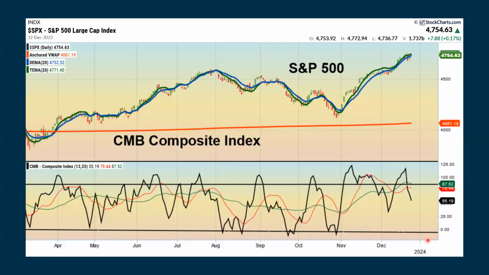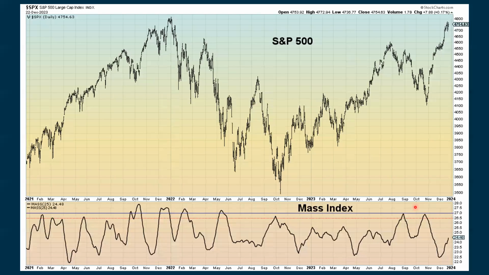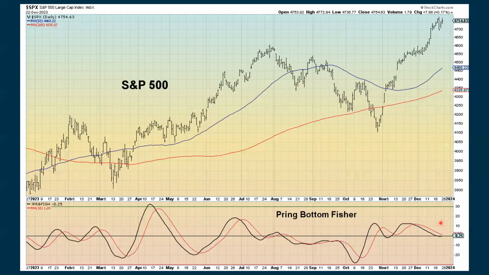And then we use the CMB composite index. I use this like an oscillator. We spent most of the month of November being extreme positive, and then we fell back. And then as we were shooting up, we did get extreme positive, and now it's starting to drop back down. The mass index is not generating a signal right now. We only really pay attention to this when we get to the red dashed line and the blue line and we're far away. Pring bottom fisher, since we're going up, we don't use this signal.